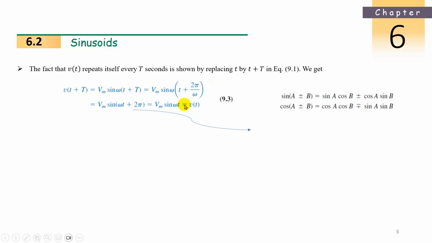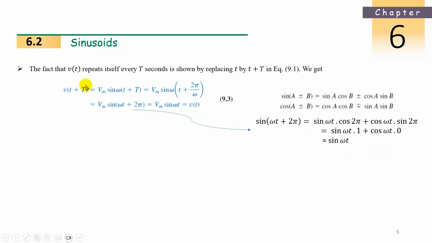Same. So how are we getting it? I am just writing here. See, sin of omega t plus 2 pi is nothing but sin A cos B, sin omega t cos 2 pi, plus cos A sin B, cos omega t sin 2 pi. So sin omega t is multiplied by 1 because of cos 2 pi, and cos omega t is multiplied by 0 because of sin 2 pi. So you will get only sin omega t.